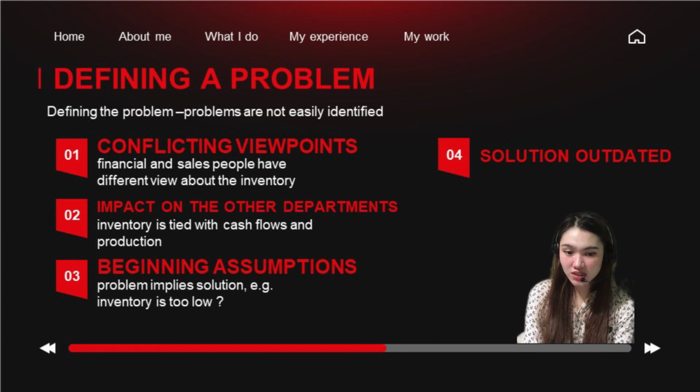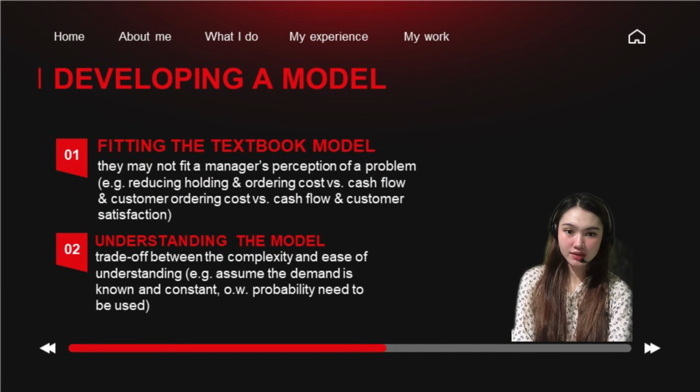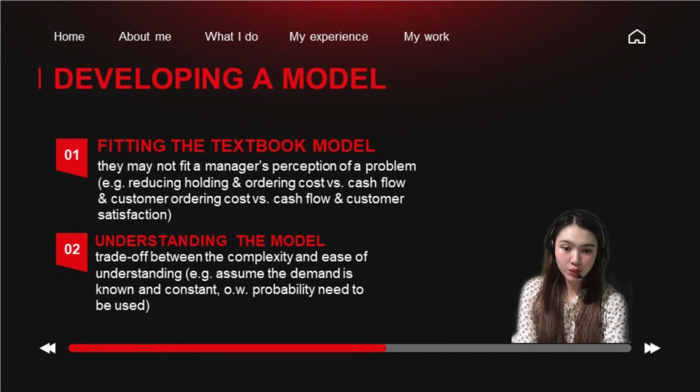One of the advantages of mathematical models is that once they've been created, they may be utilized again and again whenever similar situations arise. This makes it very simple to find a solution in a timely manner. Next, developing a model. Fitting the textbook model.